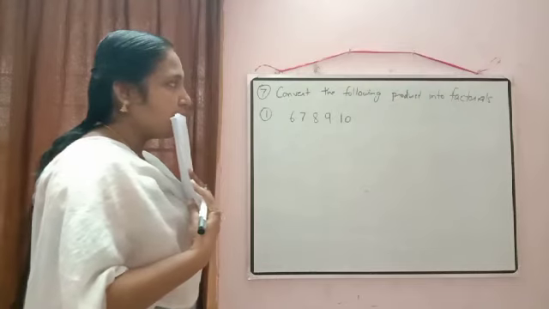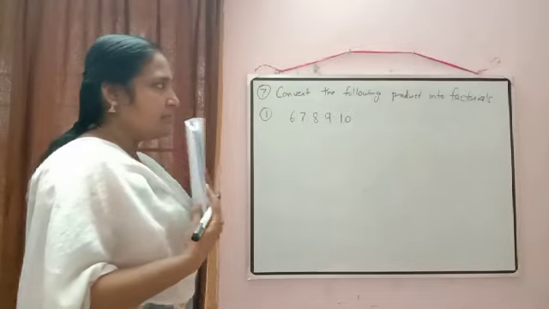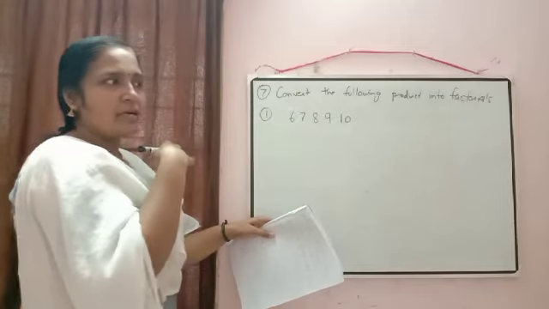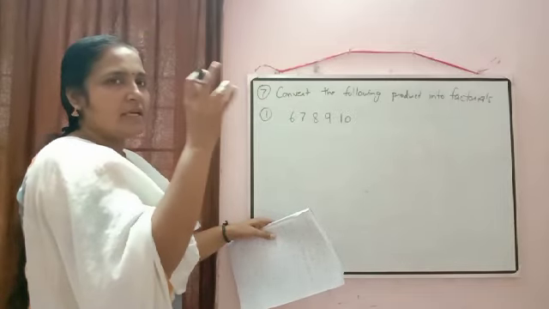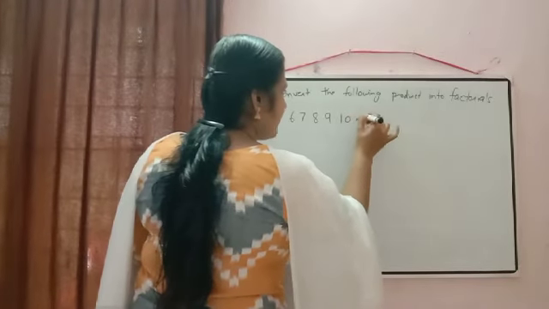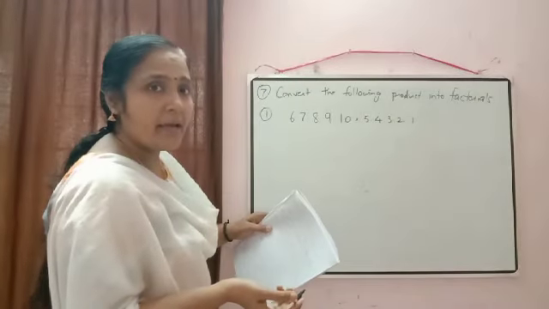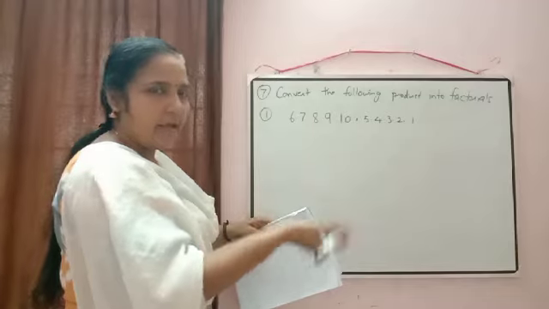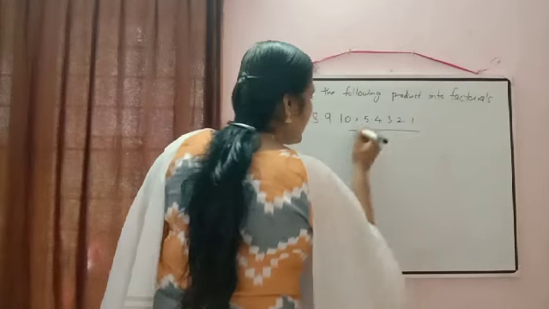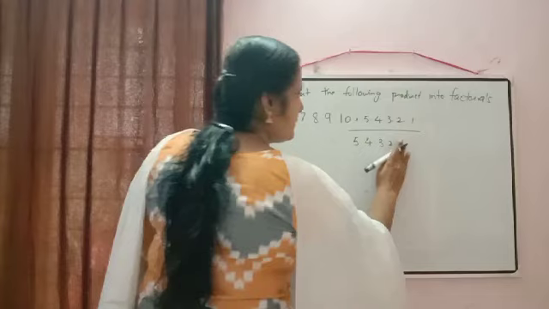But we know if we have to convert into factorial, it should be the product of the first n natural numbers. Here we have 10, 9, 8, 7, 6. Now what are the numbers we need there? 5, 4, 3, 2, 1. So we have to multiply by 5, 4, 3, 2, 1. But simply you cannot multiply by any number. If you are multiplying, to balance it, you have to divide also. So we are multiplying and dividing by 5 into 4 into 3 into 2 into 1 there.